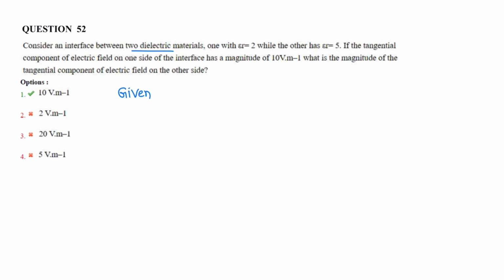As per the question, Et1, the tangential component of electric field in medium 1, is 10 volt per meter. What is the tangential component of electric field on the other side? In the question it has been asked, what is Et2? Therefore, for a dielectric interface, Et1 is equal to Et2. Et2 value is 10 volt per meter, same as Et1. Correct option is 1.